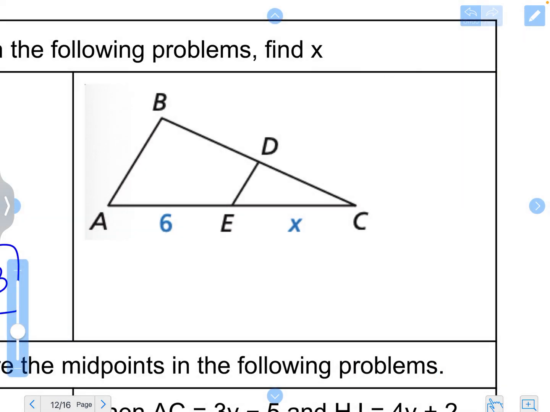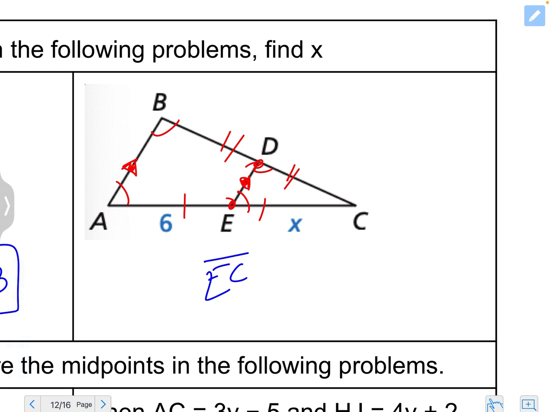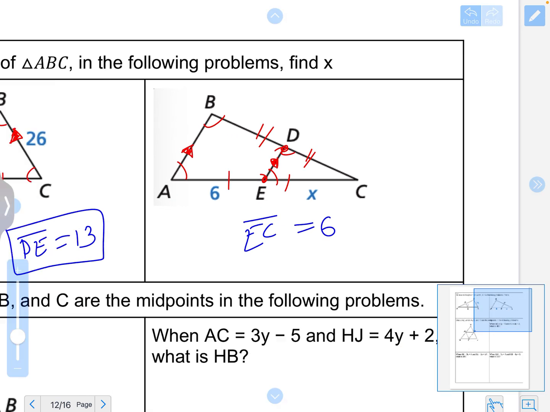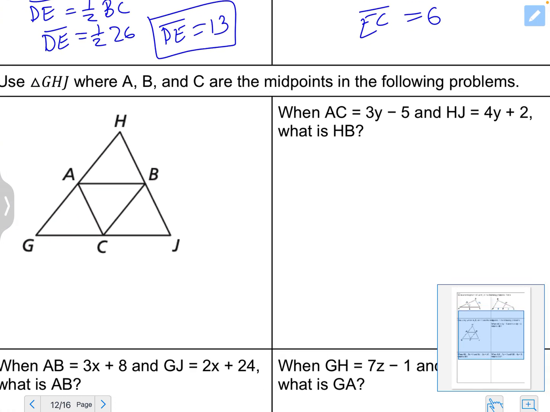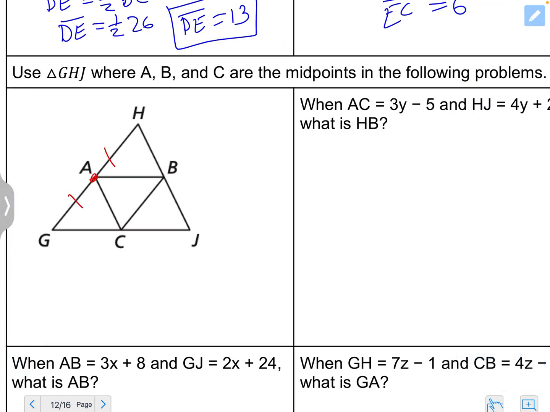Again, same thing. Midpoints, midpoints. Parallel, parallel, congruent angles. So we know that EC equals 6 because our point E is the midpoint of AC. All right, A, B, and C are midpoints.